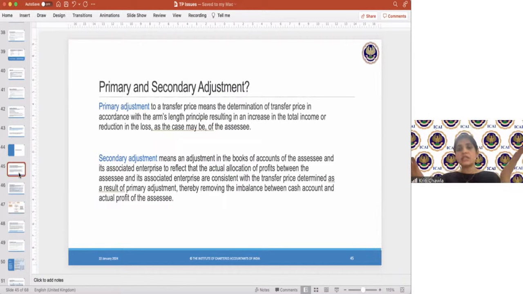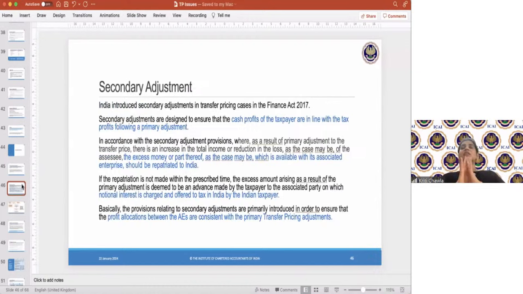Primary adjustment means the general transfer pricing adjustment that is imposed by the tax authorities if the assessees are not transacting at a price which is basically called the arm's length price. So the regular adjustment that is there is called the primary adjustment. Now the question is, what exactly is secondary adjustment? Secondary adjustment was introduced in India by the Finance Act 2017. Now, secondary adjustment basically means that, because there was a primary adjustment.